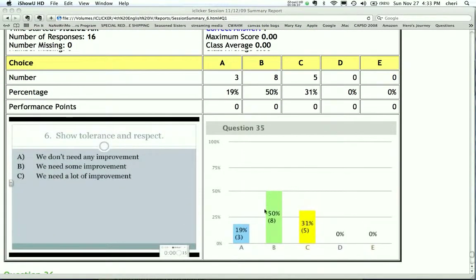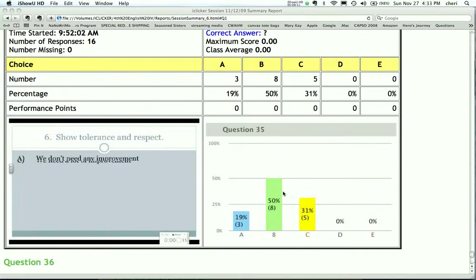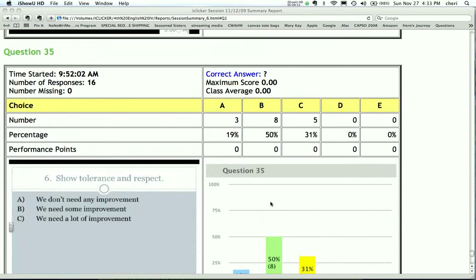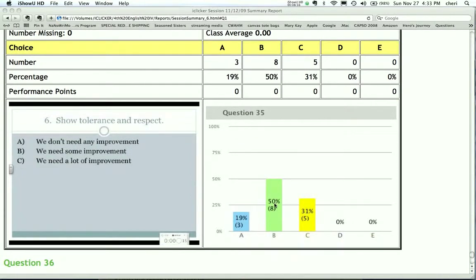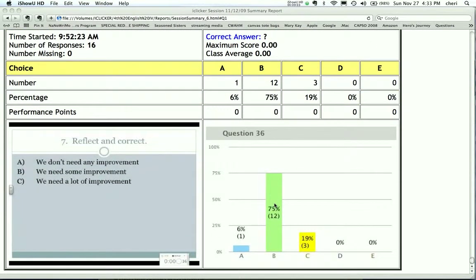Showing tolerance and respect. This was always interesting because those who were up there really thought they were doing a great job. Those who were down here were so offended. And so finding a happy medium, we worked with that all year long. But the nice thing was it wasn't me saying to them, look guys, you need to work harder. When we pulled out the iClickers and they gave results like this, and then I would ask for input, we could base our future goals on what they as a student group had said, not the teacher just saying, here, I'm telling you what you need to do. And then reflect and correct ended up kind of being an enigma all year long.